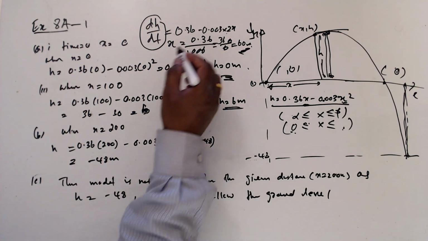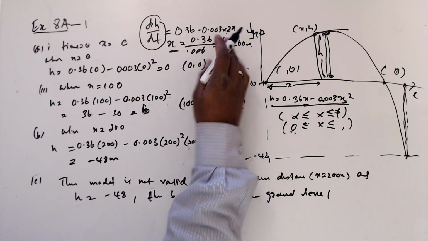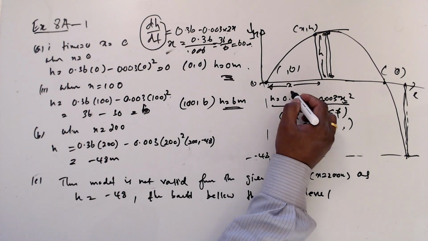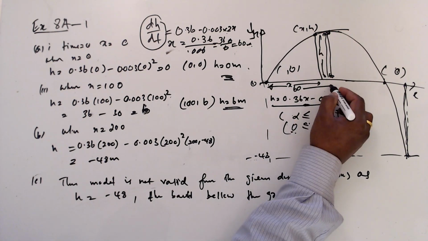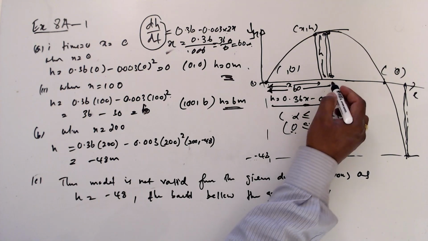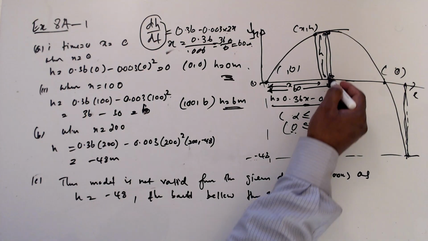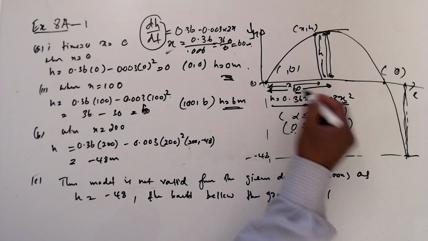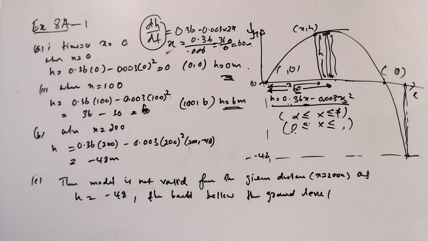So I found the x value. Sorry, I found the x value. So the highest value you will get is when the ball flies 60 meters. Then to find the height, we need to substitute this 60 into this equation. Then we will get the maximum height.